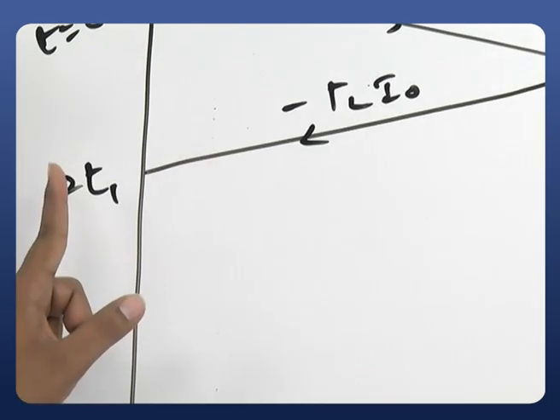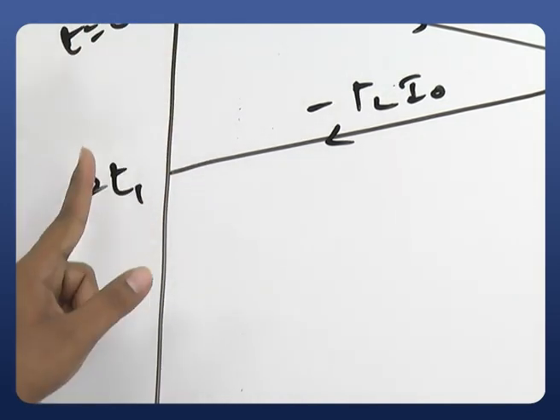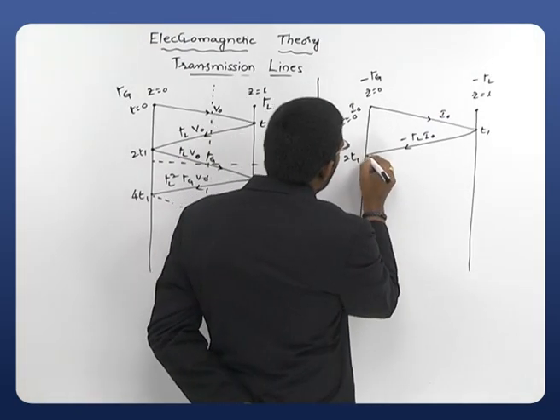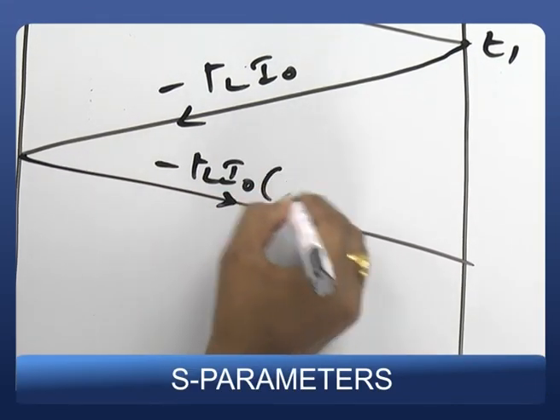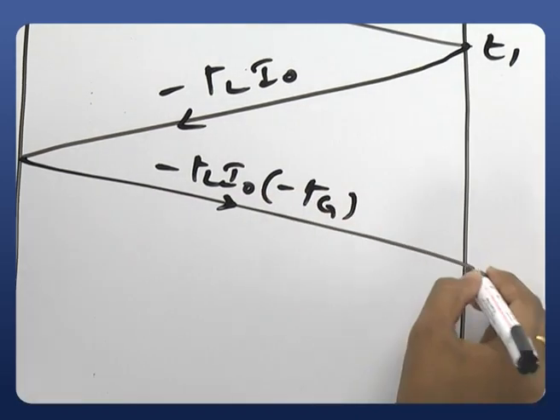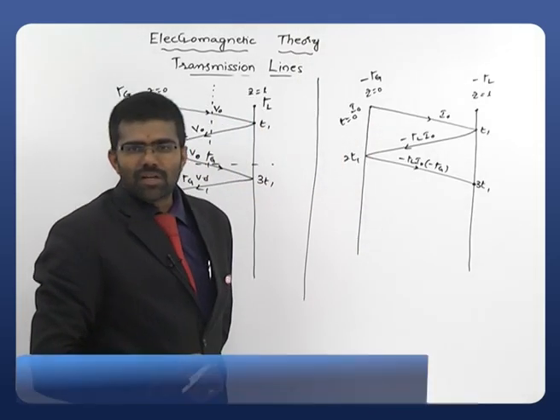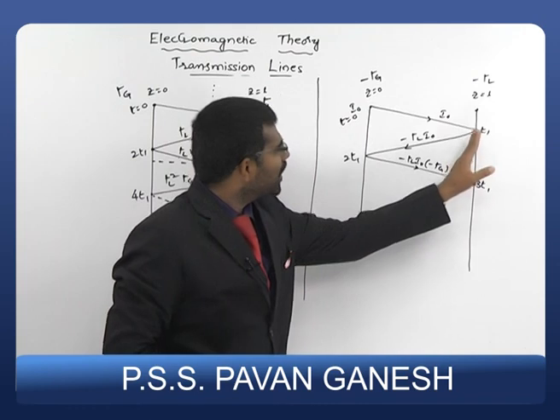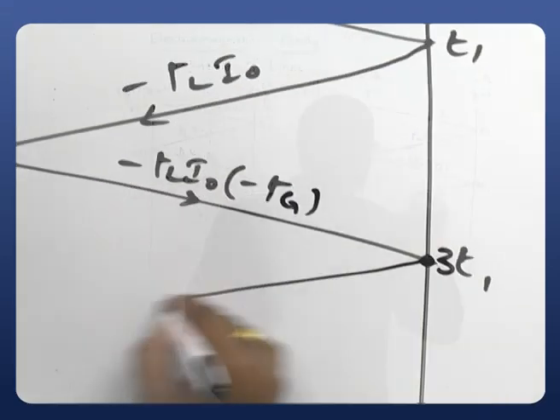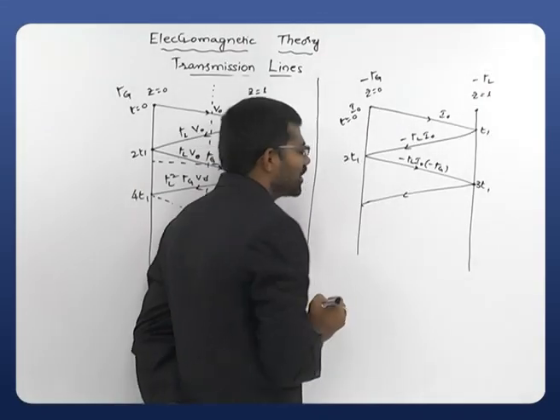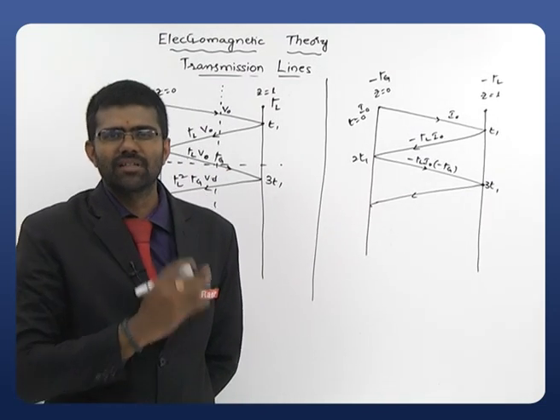Now it hits the generator end. Whenever it hits the generator end, it immediately takes a reflection because it is not perfectly matched. The strength here is minus gamma L I0 multiplied with minus gamma G, and this reaches our load end at time 3t1. Like this, whenever it hits the load end and the generator end, it bounces, and we have different current strengths. This is simply called a bounce diagram, which is useful for observing voltage and current on the transmission line.